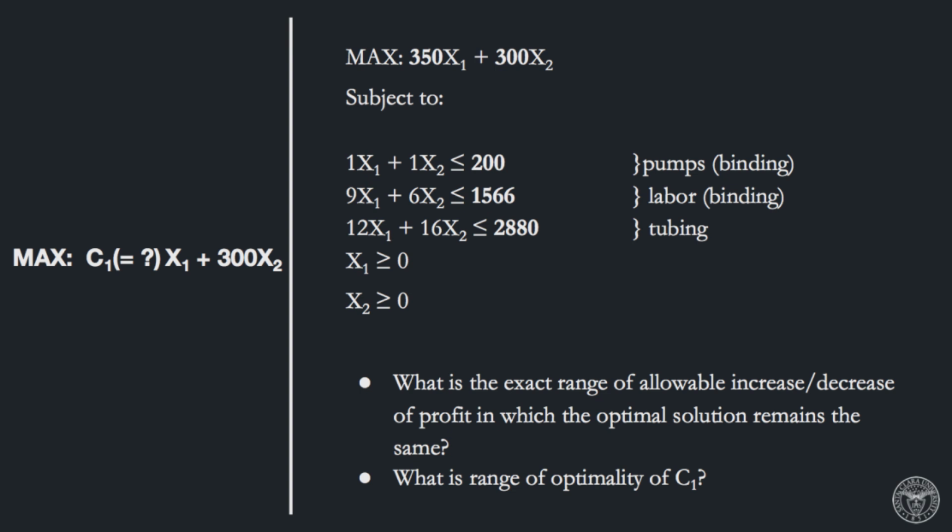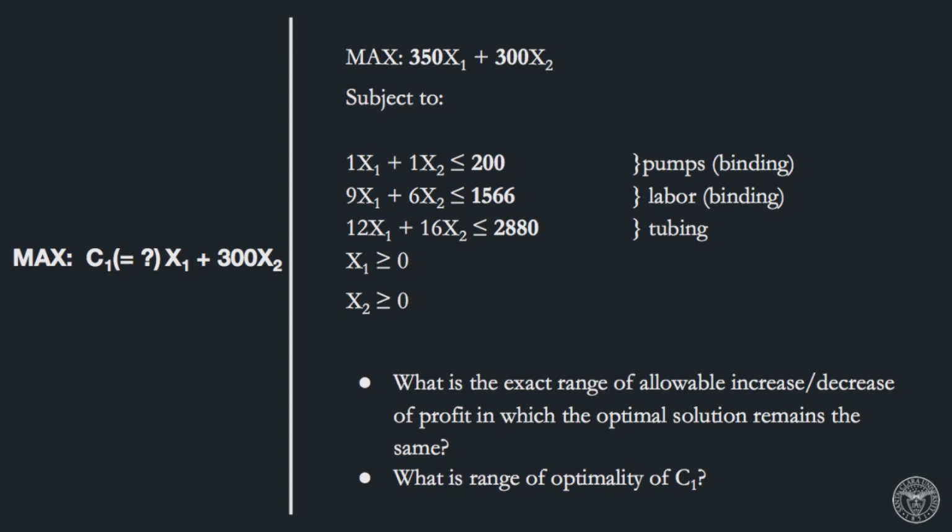From the lower bound to the upper bound will be the range of optimality. And from the current 350 to the upper bound will be the allowable increase. From the current value of 350 to the lower bound will be the allowable decrease.